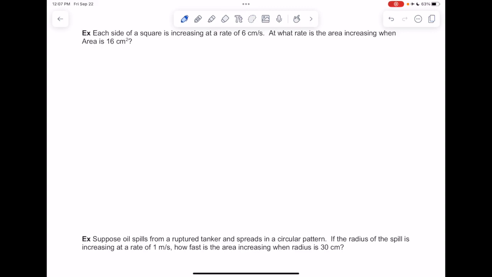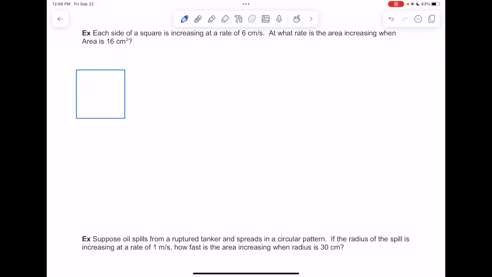So each side of a square is increasing at a rate of 6 centimeters per second. At what rate is the area increasing when the area is 16 centimeters squared? So this one will be a little bit easier, I think. We'll start off drawing a picture of our square. Hopefully I'll do a reasonable square. That seems pretty good, especially with the magic of Notability.